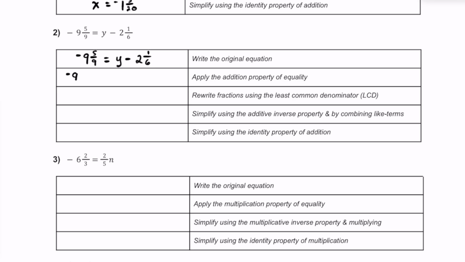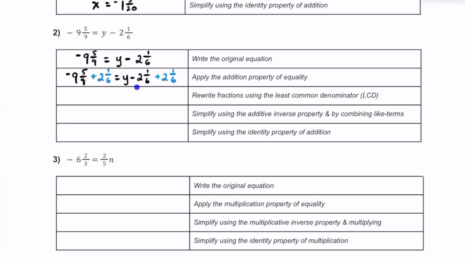So let's write negative 9 and 5/9 on the left side. Let's add 2 and 1/6 on the left side of the equation. Now, if you do it on the left side, you have to do it on the right side as well. So copy down the expression on the right side, but then add the 2 and 1/6 just so we're balanced on both sides of the equation, right? Now we're going to rewrite these fractions using the least common denominator.